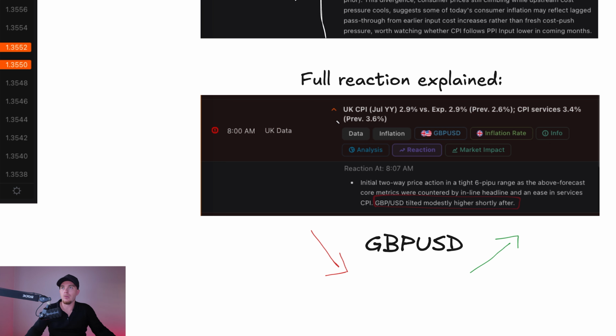So this is, for example, the full reaction, same 8 a.m., no delay, and less than 7 minutes later, you have the reaction explained. Because of course, the financial analyst inside Prime Terminal needs some minutes to better understand the reaction and explain it to you. And it's written that you have an initial two-way price action in the tight 6 pips range as the above-forecast core metrics were countered by in-line headline and services CPI. GBPUSD tilted modestly higher shortly after.